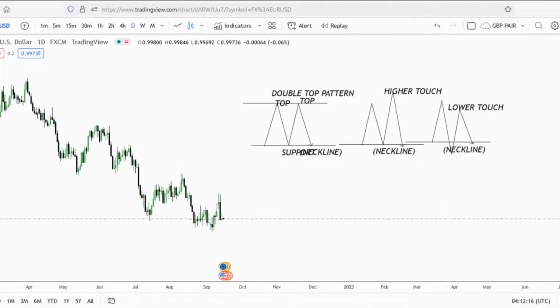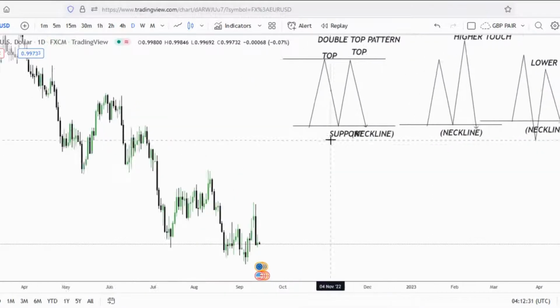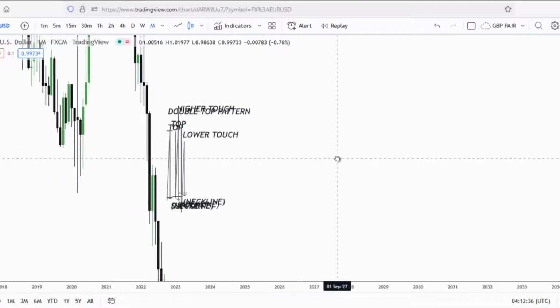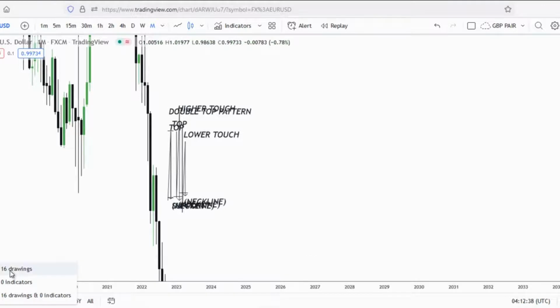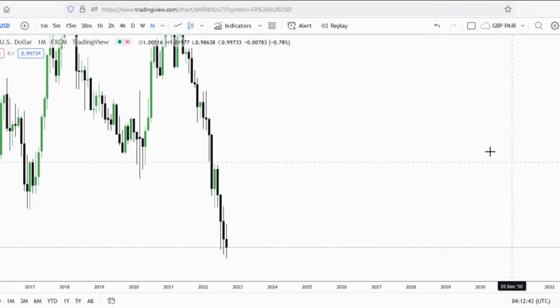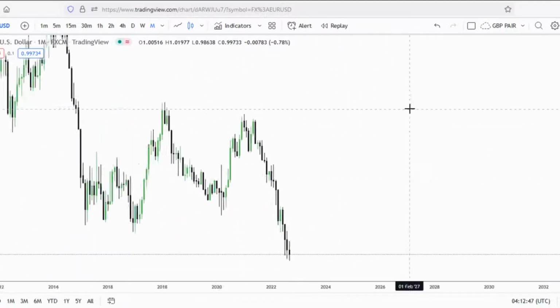Let's not forget, let's have a revision here. This is one of the patterns, the double top pattern. Then we have the double top with equal tops. Then we have the double top pattern with one higher touch, and then we have the double top with a lower touch. So we'll go to the monthly time frame. Let me delete all this. So what do we have here?